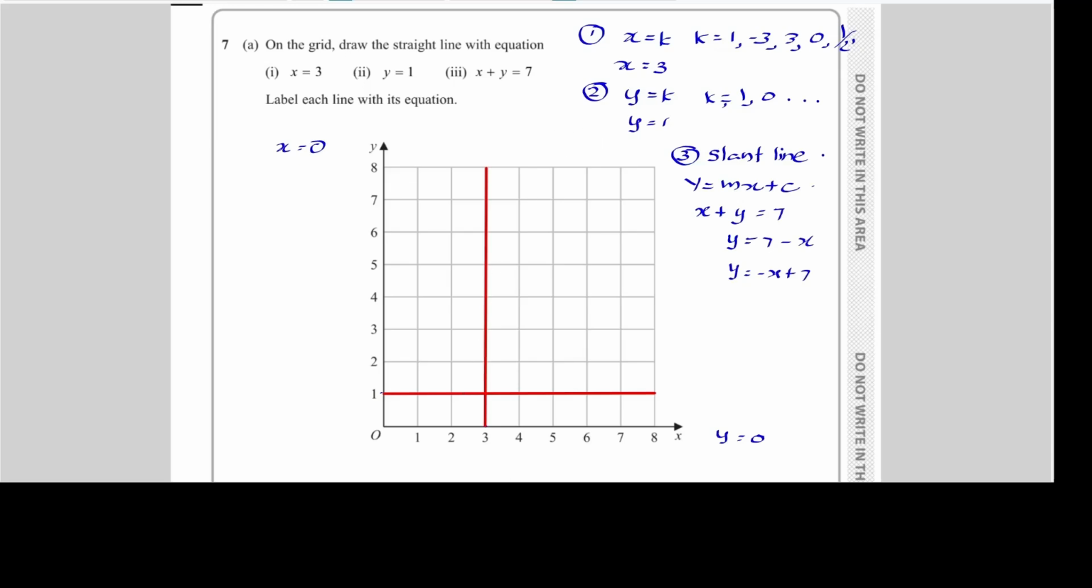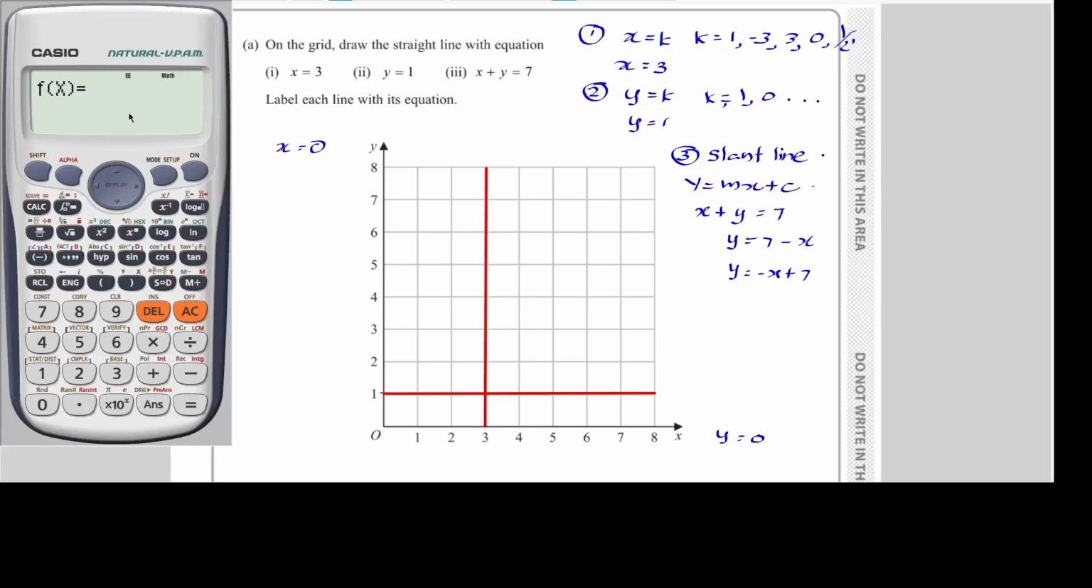Now take out your calculator. Right, we have the calculator. The format is mode, 7. Then suddenly you can see that f of x. In front of y, calculator gives f of x. F of x means y. So wherever you see in mathematics f of x, it means y. Right? Then instead of y, we are having here f of x.